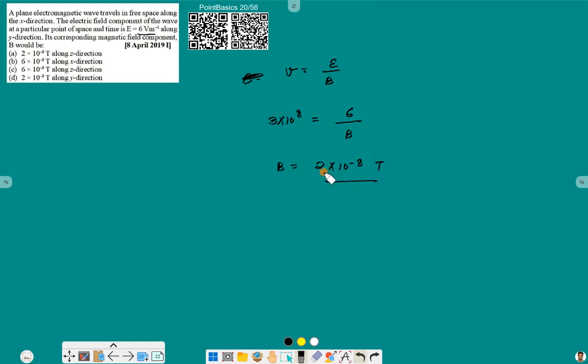Now we also have to find the direction. So we know that in vector form, V is equal to E cross B. Here the electric field is along the y direction, so it is along j, and the wave is traveling along the x direction, so V is along i. So the magnetic field should be along k, because j cross k gives us i. So this is along the k direction, or along the positive z direction.